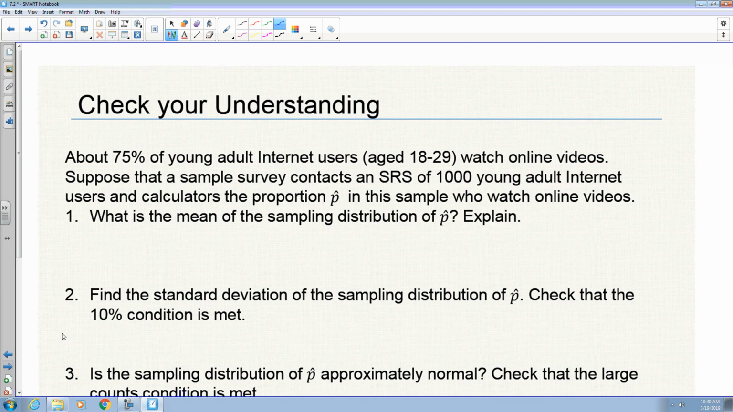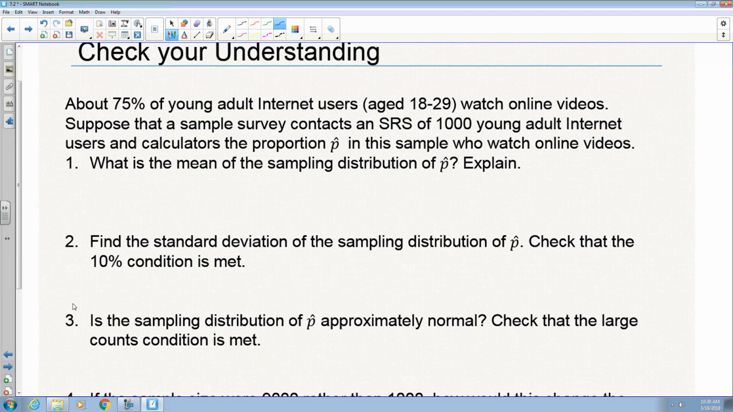Okay, now let's use this to check our understanding. 75% of young adult internet users watch online videos. Suppose that a sample survey contacts a simple random sample of 1,000 young adult internet users and calculates a p hat proportion in the sample who watch online videos. What is the mean of the sampling distribution of p hat?